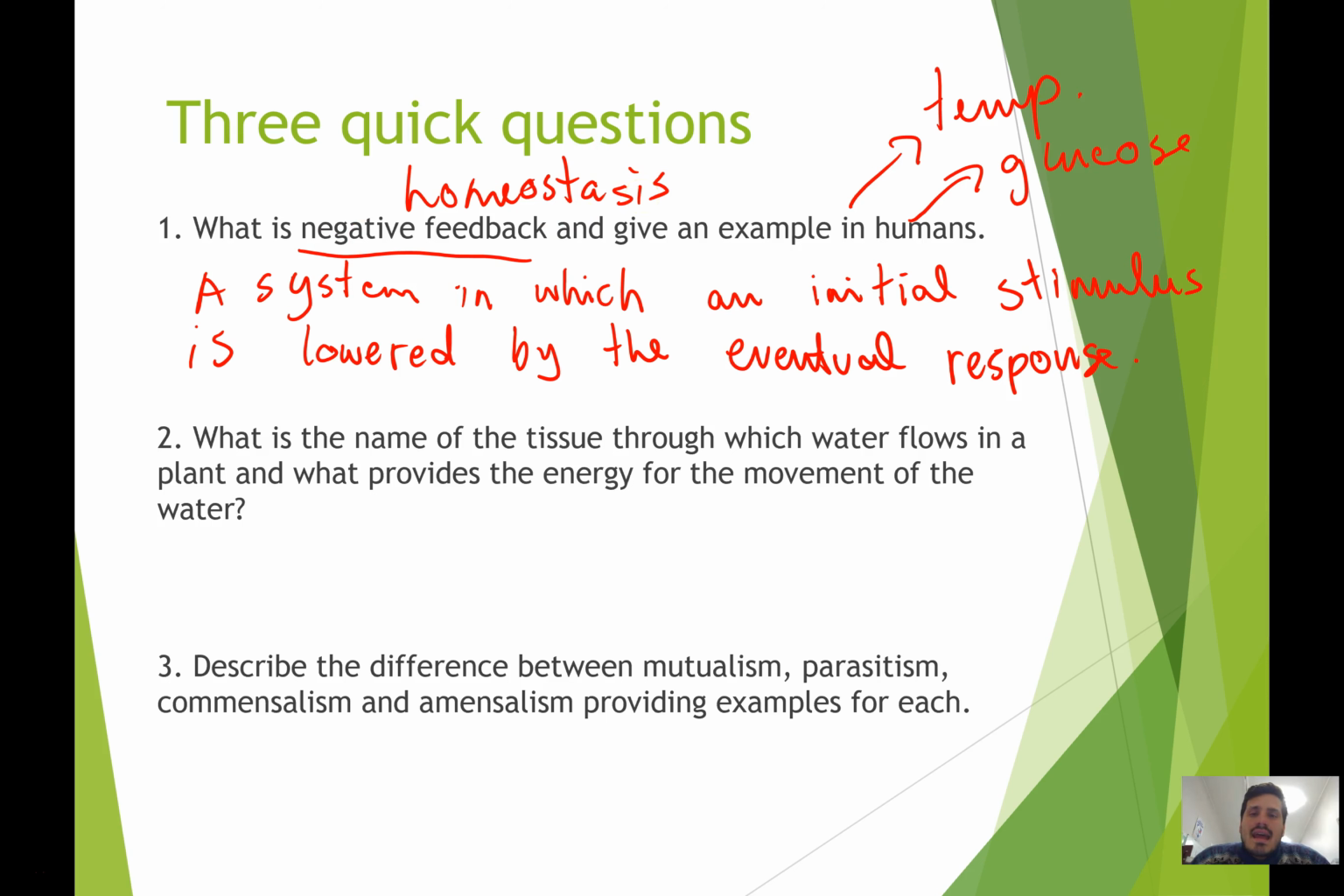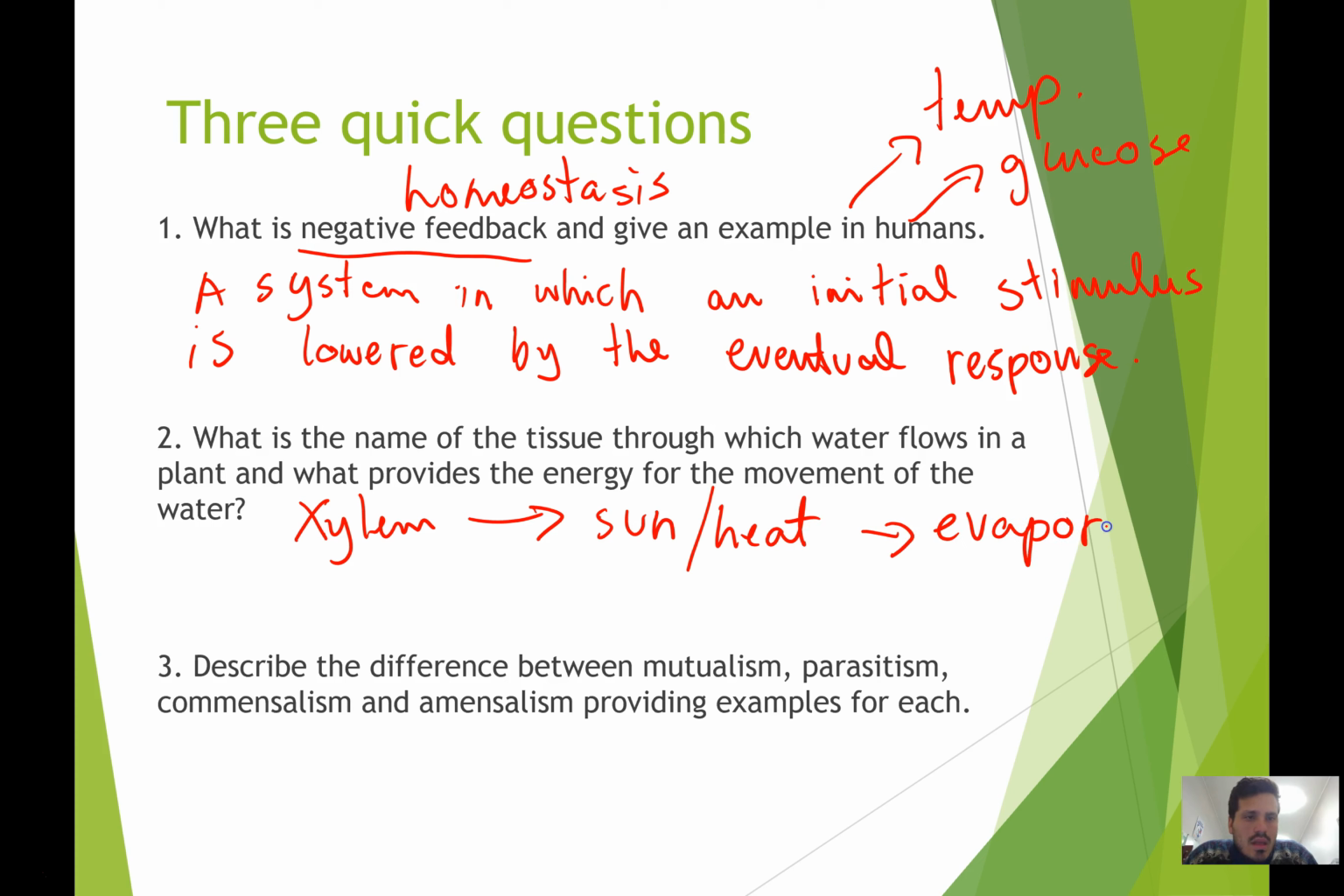What is the name of the tissue through which water flows in a plant? We're talking about water, so we must be talking about the xylem. And what provides the energy for the movement of the water? What provides the energy for the movement of the water is actually the sun. Okay, and I'm going to say the sun and heat, right? Because evaporation provides that energy for movement through the xylem.